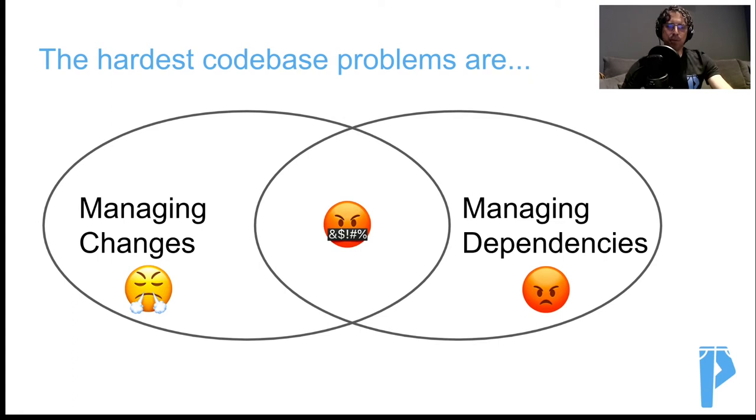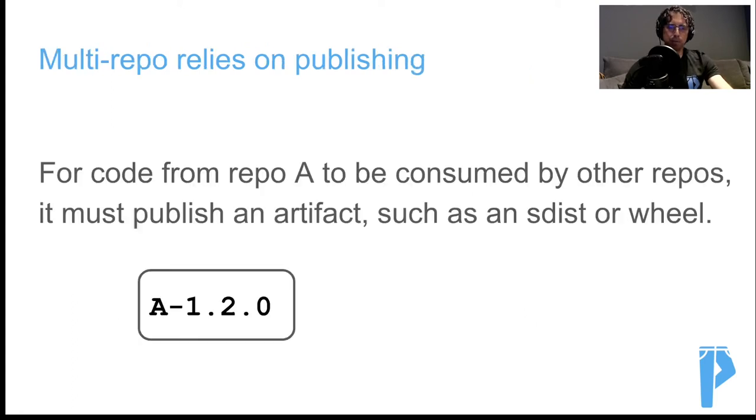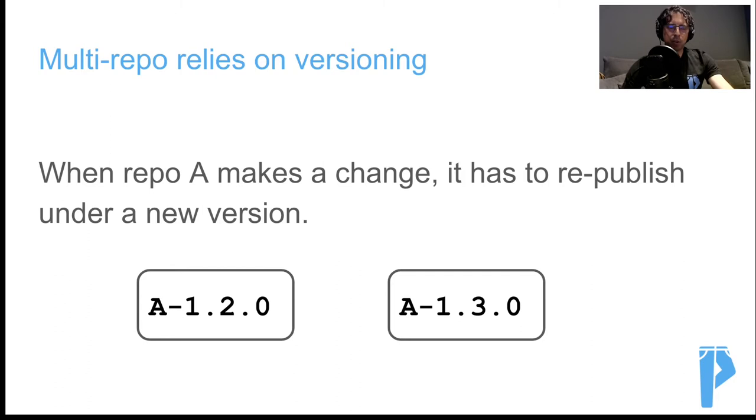So let's look at how these kinds of challenges have to be handled in a multi-repo world. So multi-repo relies on publishing. For code in repo A to be consumed by code in repo B, repo A has to publish that code in an artifact like an sdist or a wheel or whatever. And note that publishing in this case probably means to a private repository. I'm not necessarily talking about, you know, public PyPI, because remember that we're talking about an organization's internal code base. But unless repo A never changes, and again, when does code never change, these artifacts need a versioning scheme. Right, so multi-repo relies on versioning. When you make a change in repo A, you have to republish under a new version. Why? Because otherwise the changes might break the existing consumers of repo A.